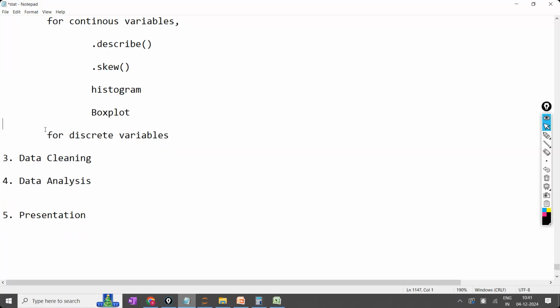Tomorrow, once you start a project and receive the data, this is the order which you have to follow. Is the point clear? That is the reason we have discussed in the same order. Whatever we have to do in companies, that is the order which we are discussing.